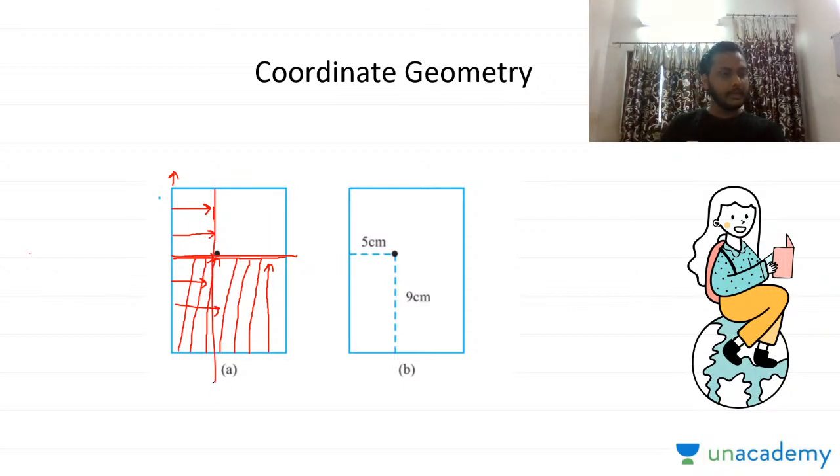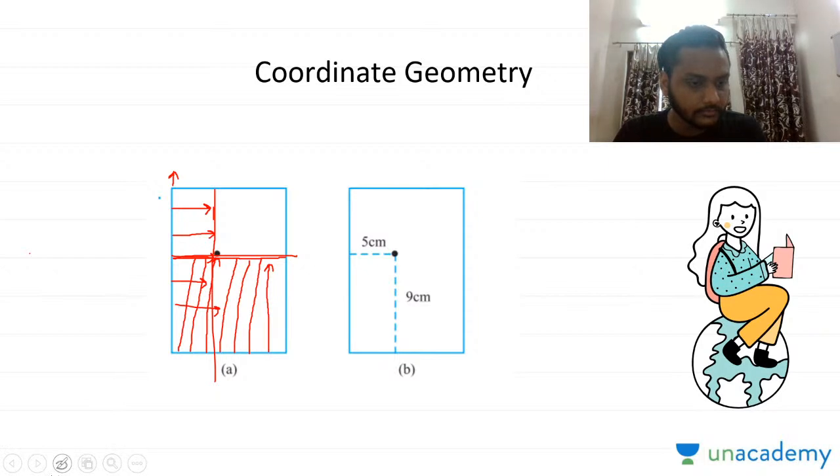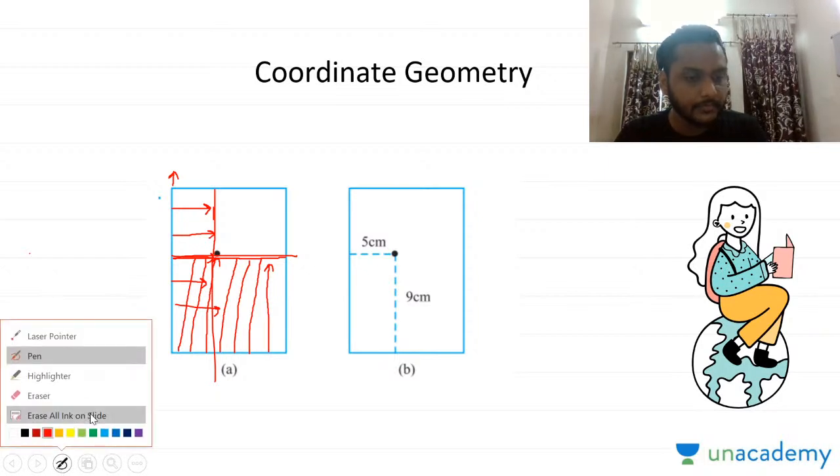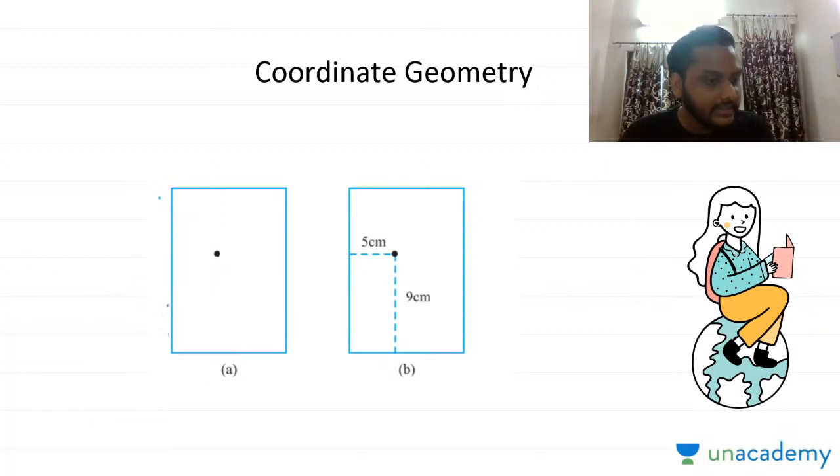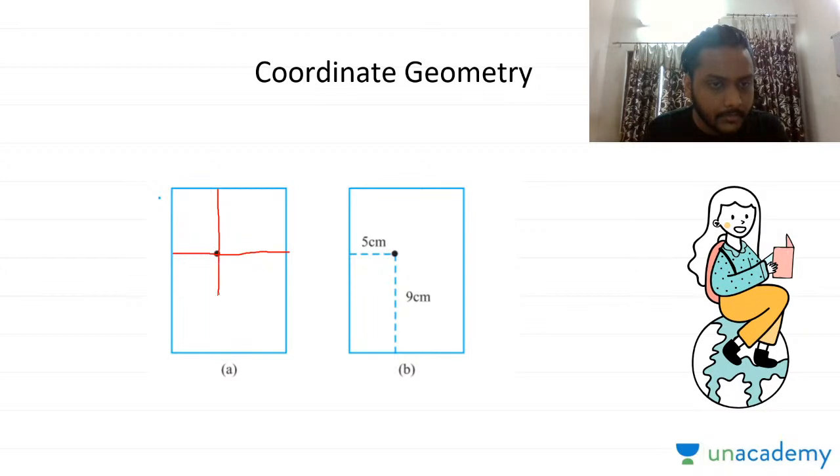You got it? Am I clear? You got this? Telling you once again. When you say the point is 9 centimeter above from the bottom, the point could be anywhere on this line. And when you say the point is 5 centimeter towards the right from the left, it means your point could be anywhere on this line.